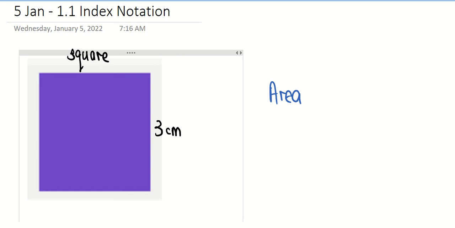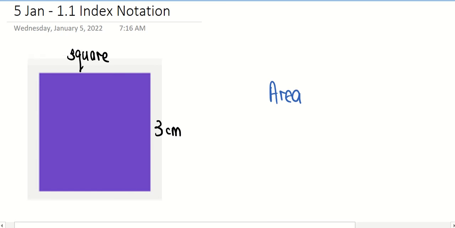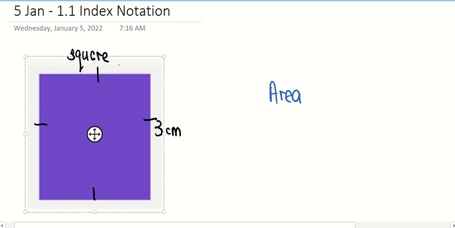Okay, as you told me, a square has 4 equal sides. So I'm going to pen it down. It has 4 equal sides. So if one side is 3 cm, the base will also be 3 cm. So I'm just going to write it down.